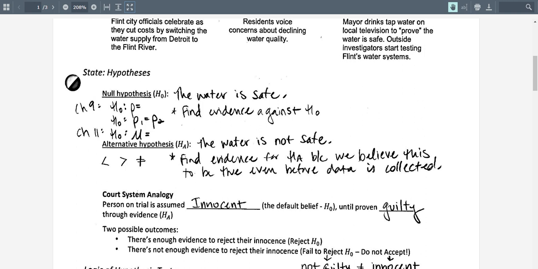So our alternative hypothesis is what we believe before we even collect the data. So if the water is supposed to be safe, we have reason to be suspicious and think the water is not safe. So whatever the value would be, instead of p being equal to it, as the null hypothesis states, the alternative hypothesis, HA, states that p is either less than, greater than, or just different somehow and not equal to the value. Pause the video now and record those notes about null and alternative hypotheses.